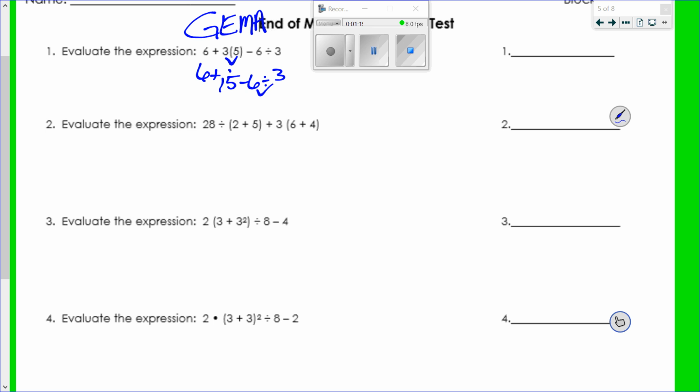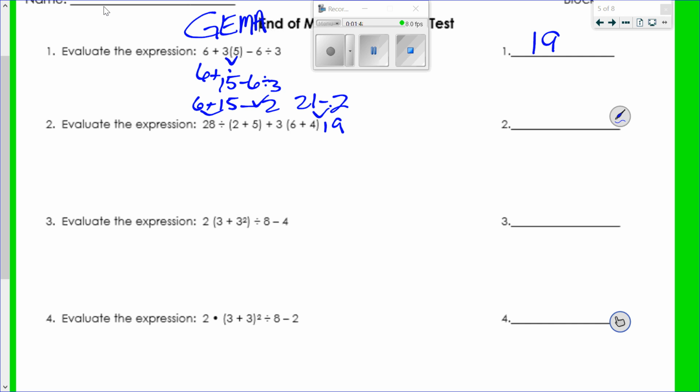Now I have a division, 6 plus 15 minus 3. Now I have 21 minus 3, which comes down to, oops, no I don't, that's 2. It's like something's wrong. That's a 2, making it 19. Okay, so your number 1 should have been 19.